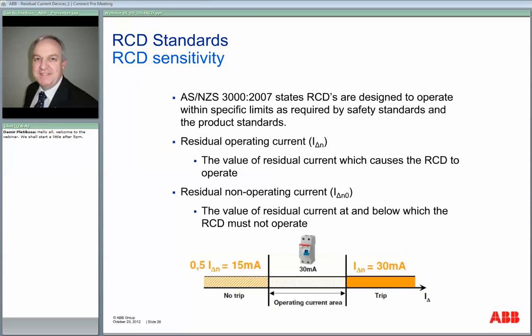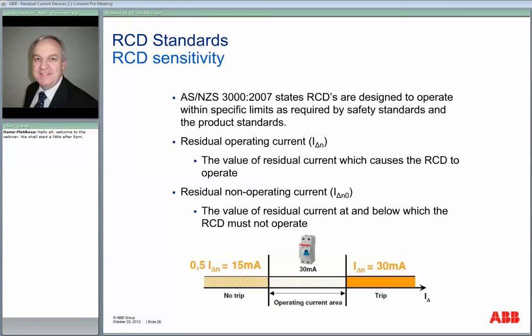Another point which is quite relevant, in AS3000 and also in the product standards, it makes reference to this. When we talk about a 30 milliamp RCD, for example, that RCD must trip at 30 milliamps. But according to the standard, it is allowed to trip at 50% of that value, which in this case is 15 milliamps. This is called the residual non-operating current. So any time between 15 milliamps and 30 milliamps, according to the standard, the RCD is allowed to trip. So we have to be mindful of that.